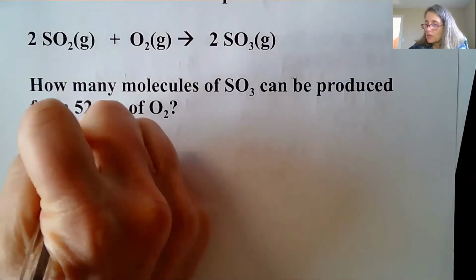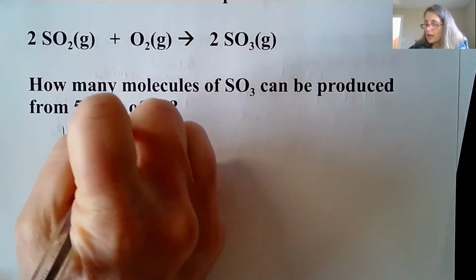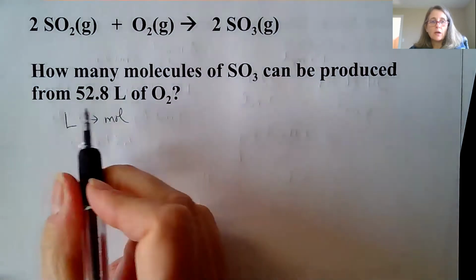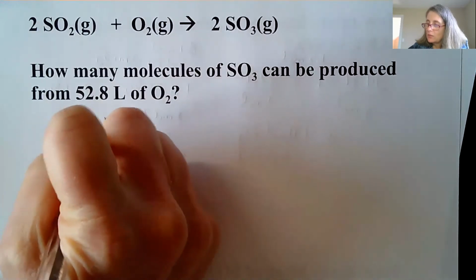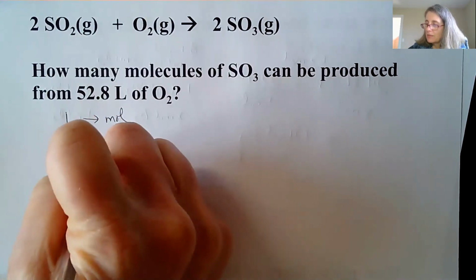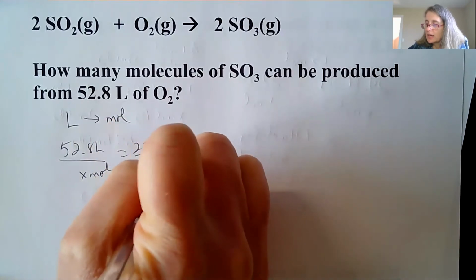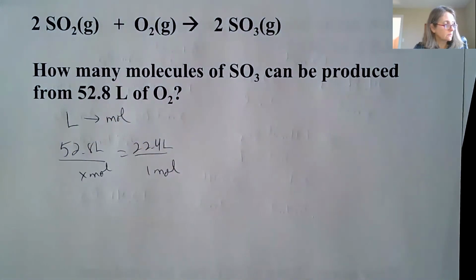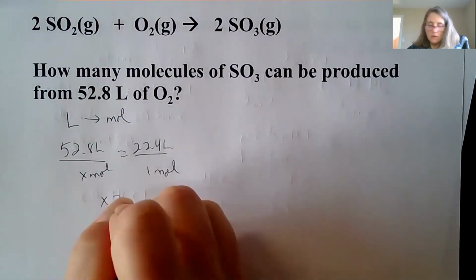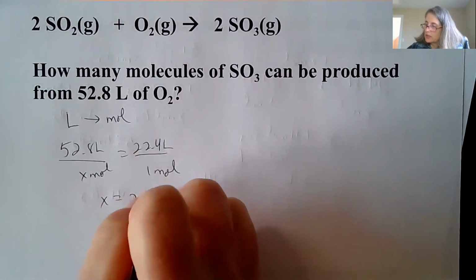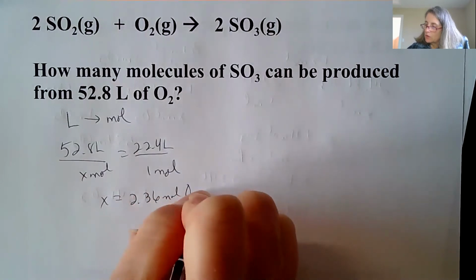Again, the first step is always going to moles, no matter what type of problem I see. So if I go from liters to moles, I'm going to take 52.8 liters. I'm going to say, how many moles is that, if I know 22.4 liters is the same as 1 mole? So that comes out to be 2.36 moles of O2.